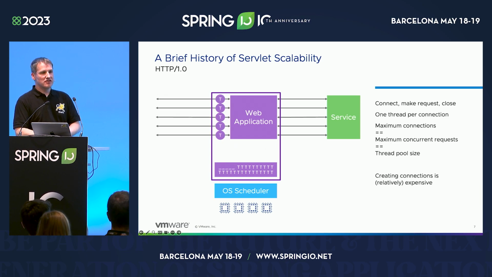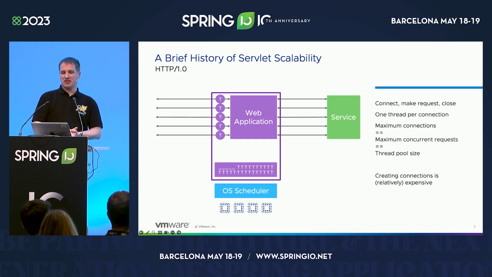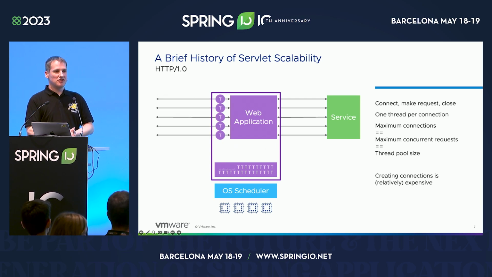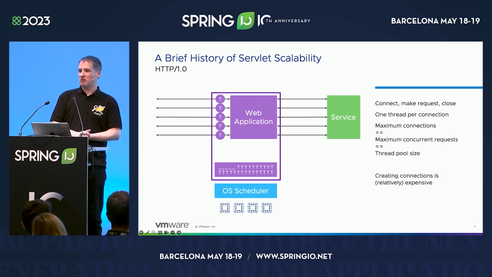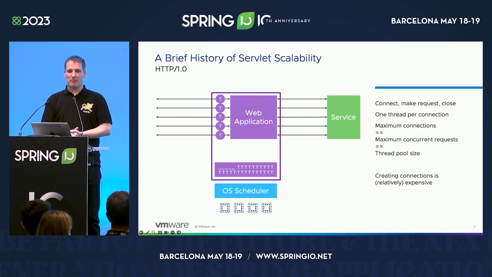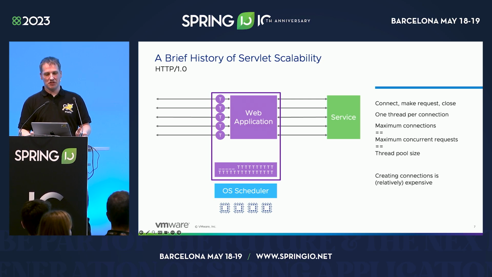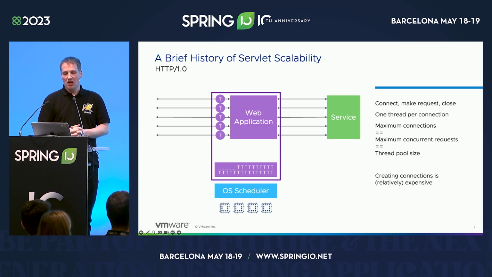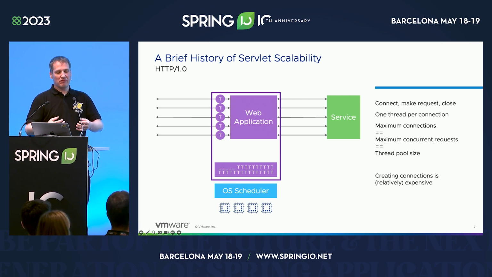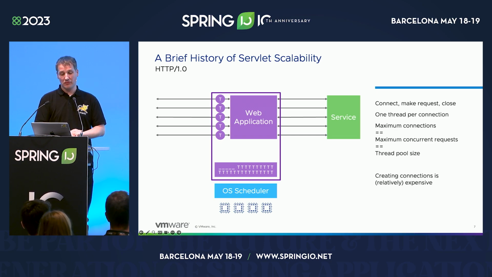So back in the days of HTTP 1.0, life was really simple. Users connected, they sent the request, the response was generated, it got sent back, the connection was closed. Nice and easy. From working out what was going on, how many threads do I need? Well, you need 1 thread to process the connection, so that's your maximum number of connections. It's the same as the maximum number of concurrent requests, because you've got 1 thread per connection, 1 request per connection, and the maximum there is the thread pool size. So it's all nice and simple.